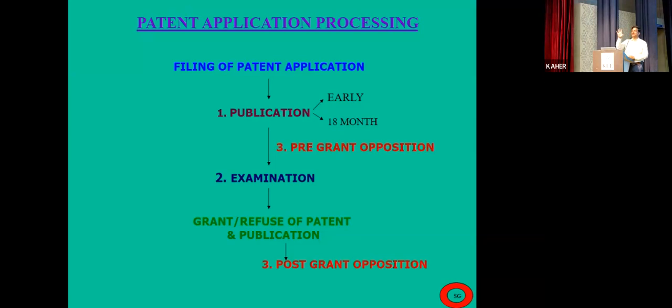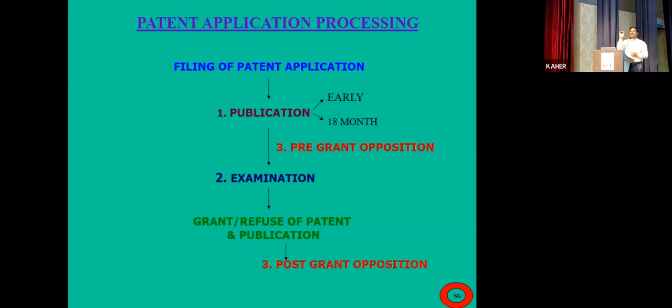The literal meaning of patent is to lay open to the public. That is the Latin word. So our first work at the patent office starts with publication. There are 2 types of publications. One is early publication. Another is the 18-month normal publication.